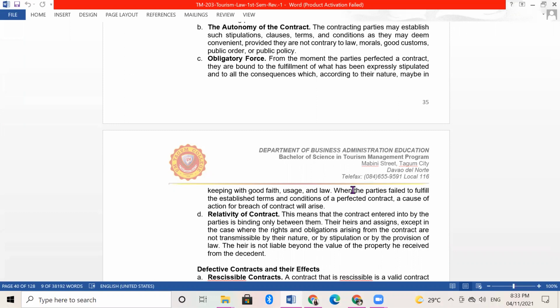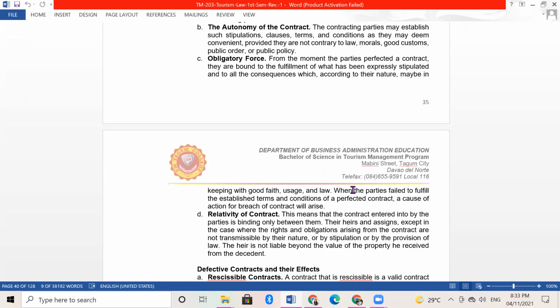Next is the obligatory force. From the moment the parties perfected a contract, they are bound to the fulfillment of what has been expressly stipulated and to all the consequences which, according to its nature, may be in keeping with good faith, usage, and law. When the parties fail to fulfill the established terms and conditions of a perfected contract, a cause of action for breach of contract will arise.